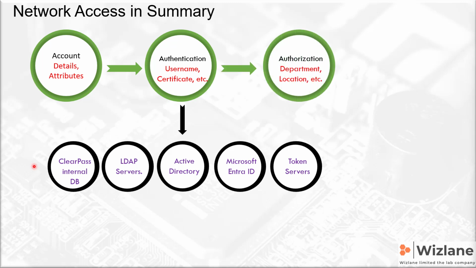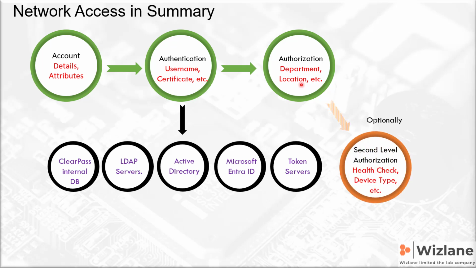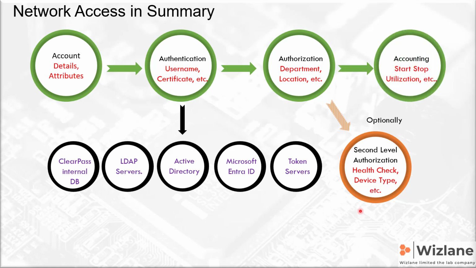Once I'm able to authenticate you, I will authorize you. Again, account information contains attributes, things like department, location, and so on. If need be, not always, it all depends on what I'm looking for, I might need to perform second level authorization. We call it things like a health check on the machine. The machine type: is it Windows, Linux, Mac, or something else? Is it a smart device? And then what am I going to do? This is what's called second level authorization.